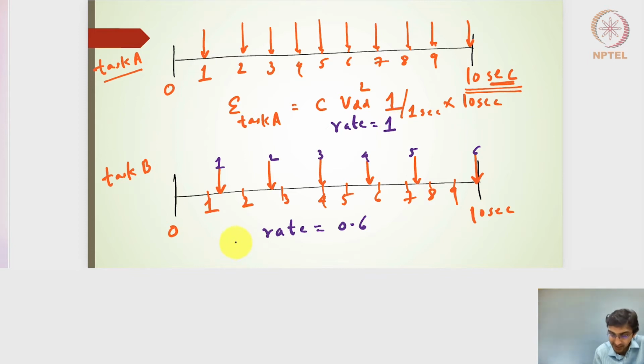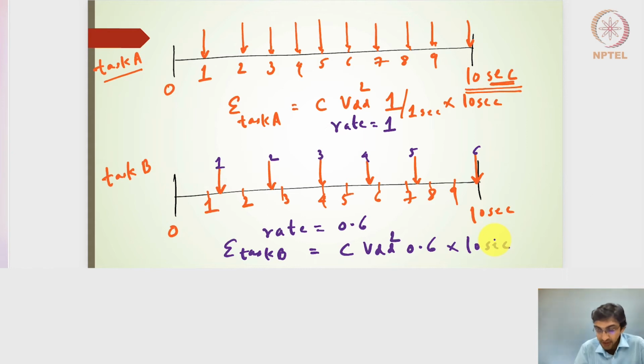So my energy for this particular task B will be nothing but C VDD square multiplied by 0.6, and then of course 10 seconds. So 0.6 switching per second, and then multiplied by 10 seconds. So naturally my energy is going to decrease, right?